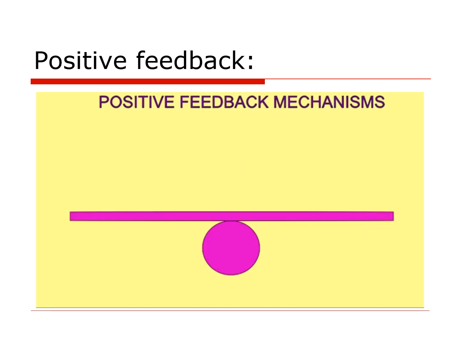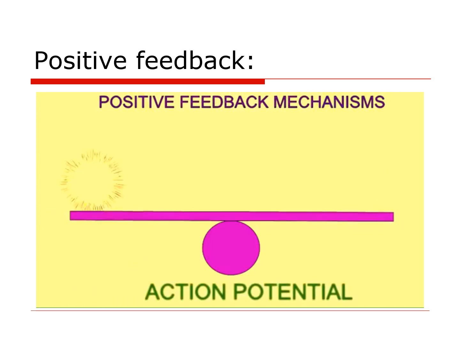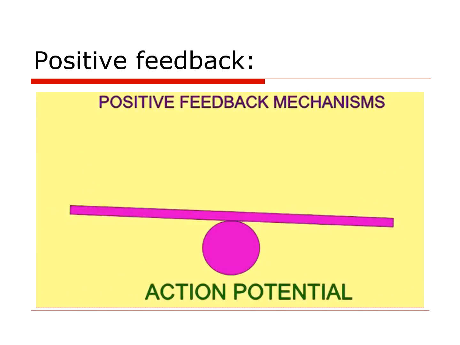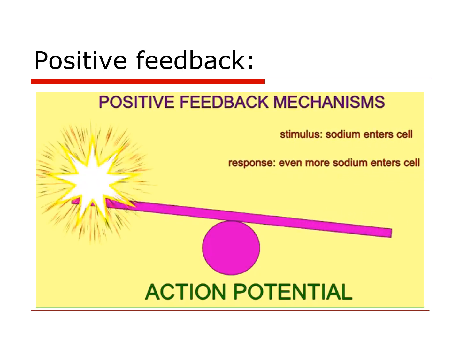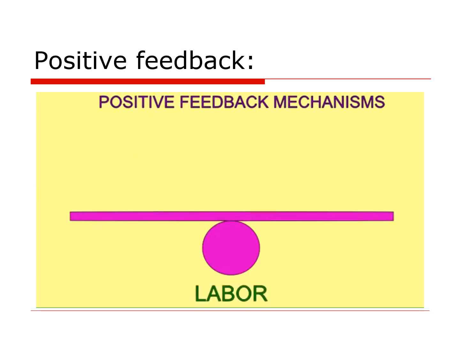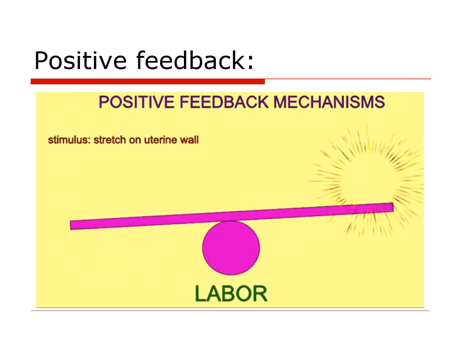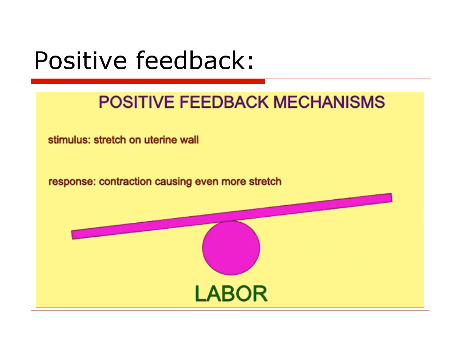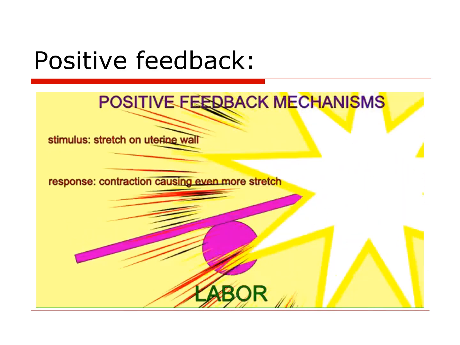There are also examples of positive feedback mechanisms where the body's response will make an original stimulus more significant. So for example, during an action potential of a nerve cell, a little sodium enters the cell, and the body's response is to allow more sodium to enter the cell, so the response exaggerates the original stimulus. During labor, stretch on the uterine wall causes the release of oxytocin, which causes uterine muscle contractions, which then causes even more stretch on the uterine wall.